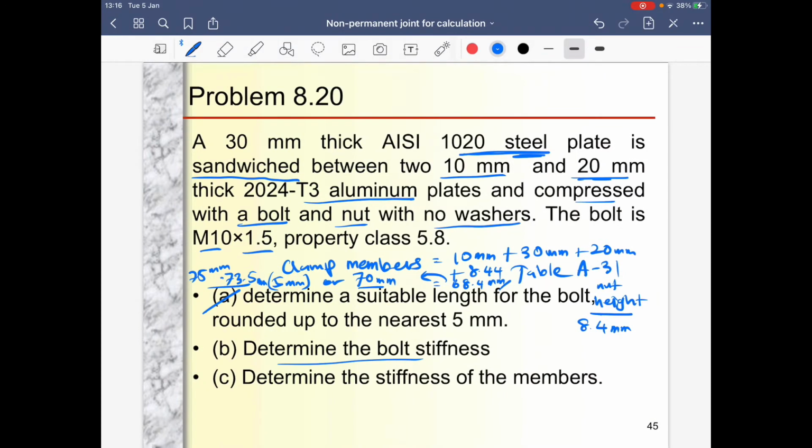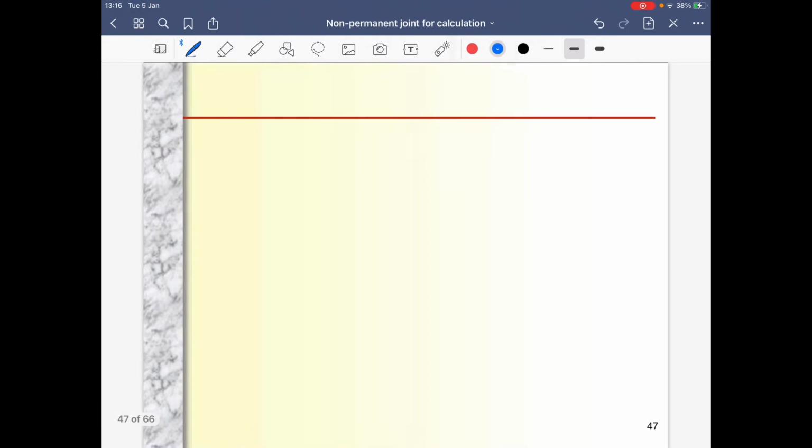Okay, now moving on to question C. Determine the stiffness of the members. So earlier we calculated the stiffness for the bolt only, and we only used the Young modulus for the bolt. Now we have the Young modulus for steel, and also the Young modulus for aluminium. Okay, so what to do? This is quite a tricky question. So let's do this together.